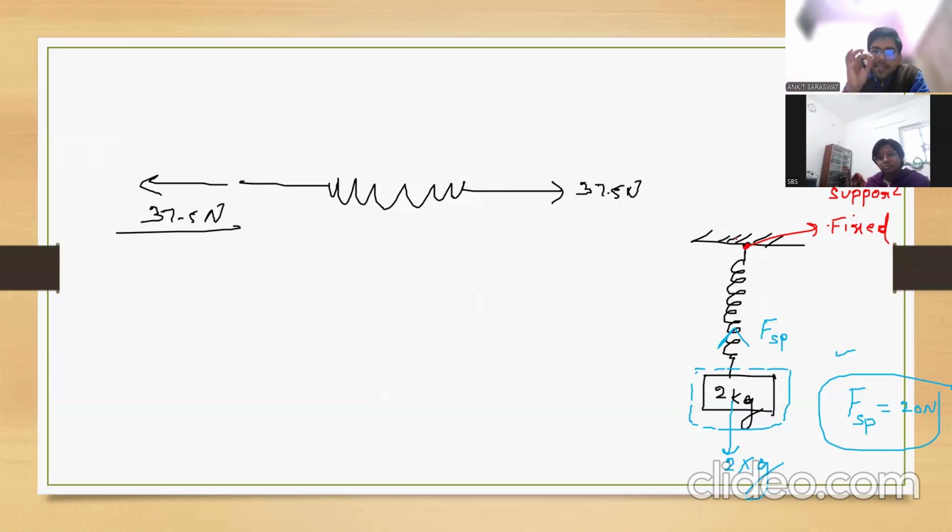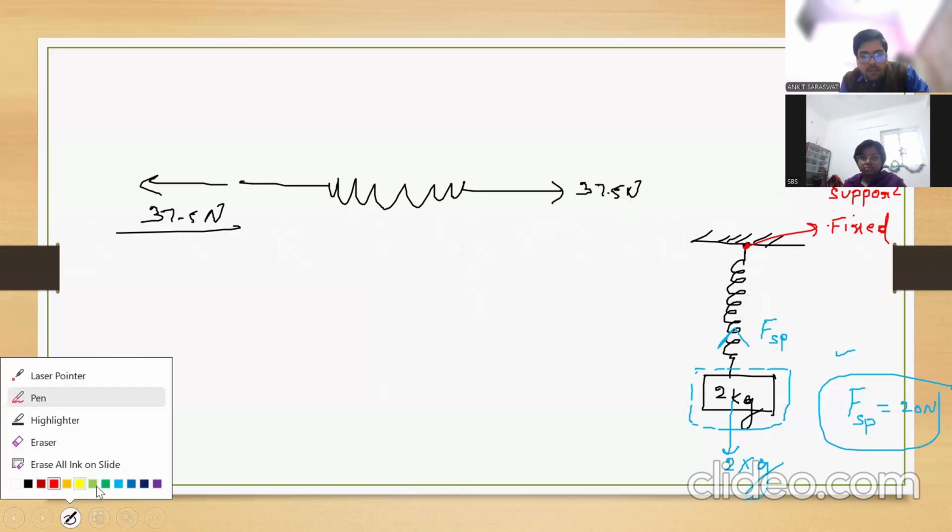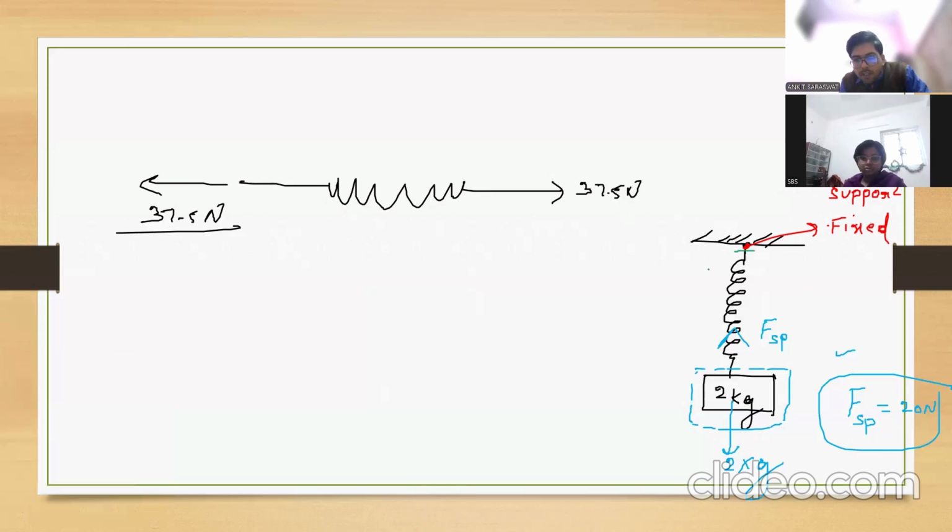This spring is tightly fixed with this support. It means the support is also applying some force on this spring. Only then is it going to be fixed. Understood? Clear? Okay. So if I draw the free body diagram of this spring only, then on this spring FSP will be down.